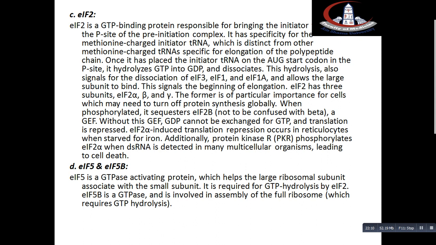This figure shows the association of the eukaryotic initiation factors in the process of translation. The initiation factor 4F complex, initiation factor 4A, the 3, 5, 2, this is the 40S ribosome subunit. This is the cap of the messenger RNA. Direction scanning for the start site. This is the 60S ribosome subunit.